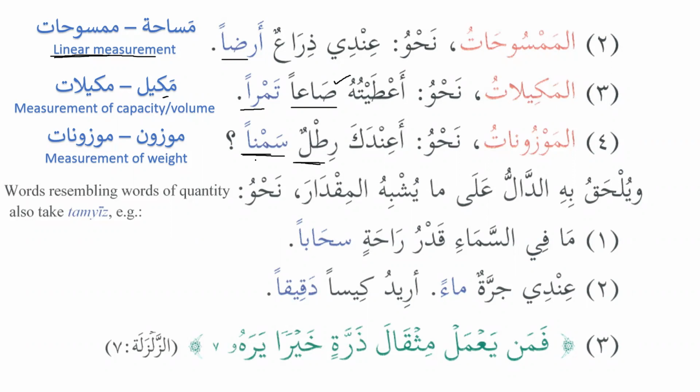So it is adad, and it is mamsuhat wal makilat wal mawzunat. So 4 things that we need to remember: number, weight, then we have measurement in the form of capacity and volume, and then we have measurement that is linear measurement. So the 4 things are tamyizu that.